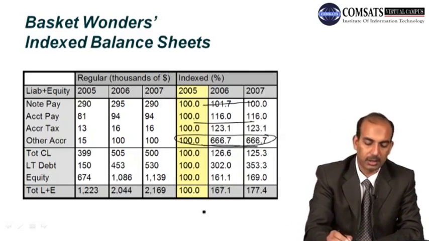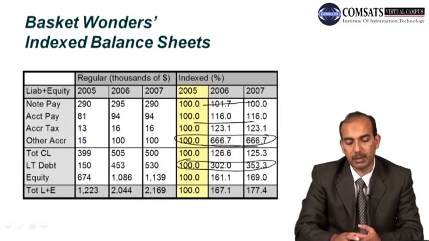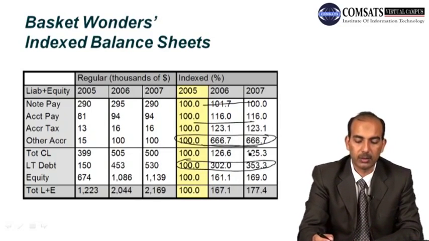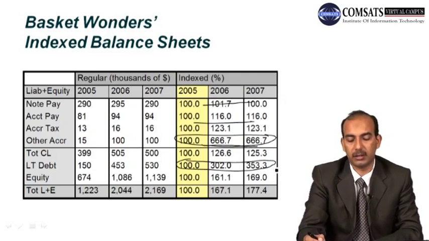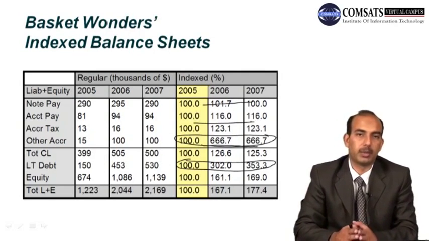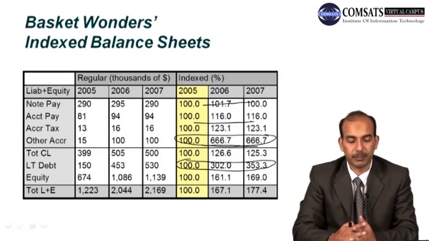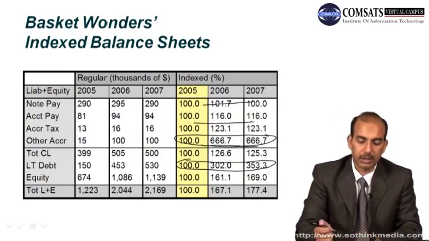And again here, if you look at the long-term debts, they have increased over the 3 years. For example, in the base year, if it were 100, in 2006 it has become 300. So again, the long-term debts are increasing, and accordingly the interest payments should also be increasing. Because for the basket vendor, the earning after payment of taxes and interest was reducing every year, this is one of the reasons the company has started relying more on long-term debts. And then if you look at the equity, it has also grown.